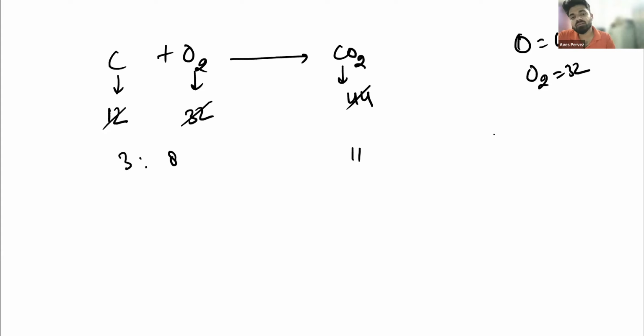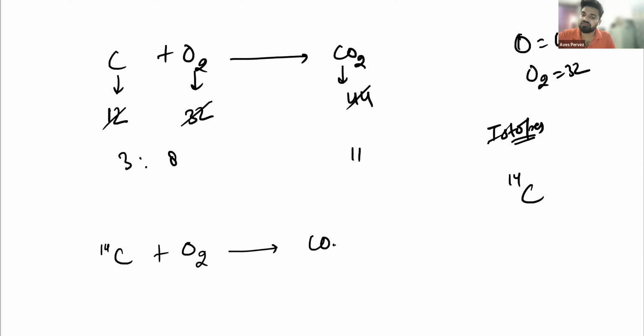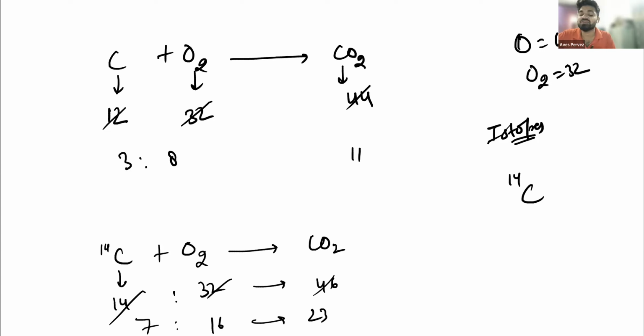But have you heard about isotopes? Isotopes are the different forms of an element, in which they have the same atomic number in the same element but different masses. So in case of isotopes, this law is not applicable. For example, instead of carbon 12, if we have carbon 14 bonded with oxygen, it will still give you carbon dioxide CO2. But here it is 14:32:46. So when you cut it, you will get 7:16:23. So here the ratio is being changed.